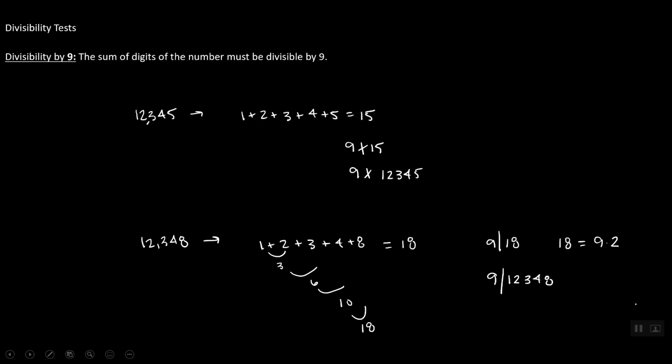So these are our shortcuts for 3 and for 9. Add the sum of the digits. Check, is that sum divisible by 3? If it is, then the original number is divisible by 3. And you can also check to see if it's divisible by 9 using that same sum, but checking to see if that sum is divisible by 9.